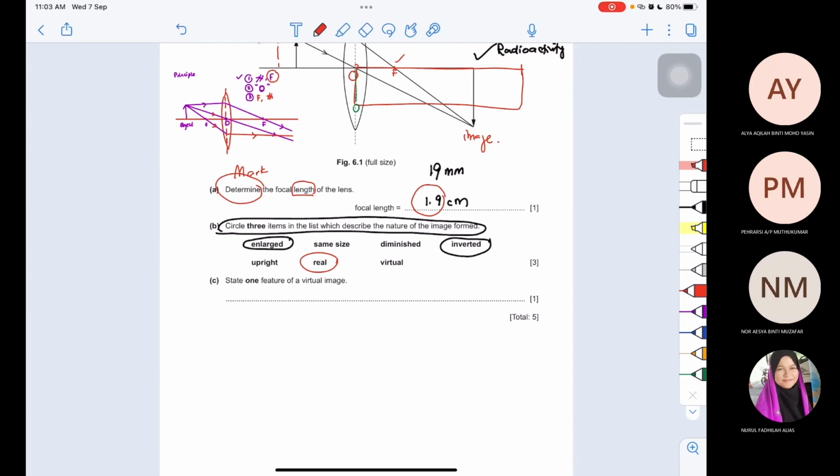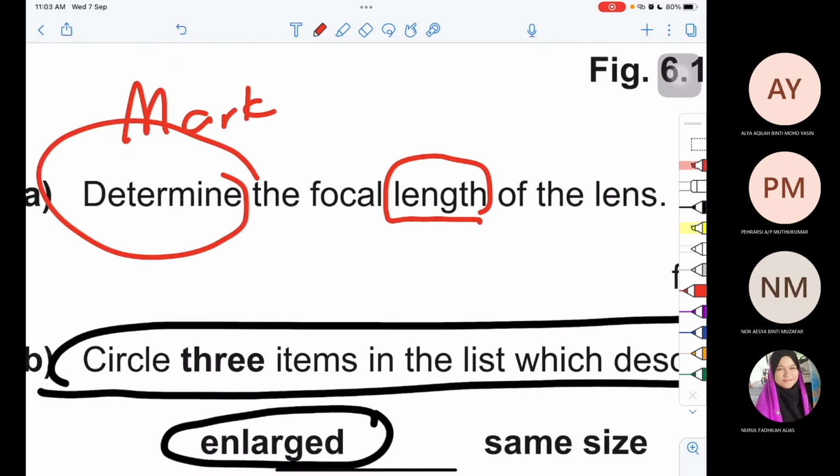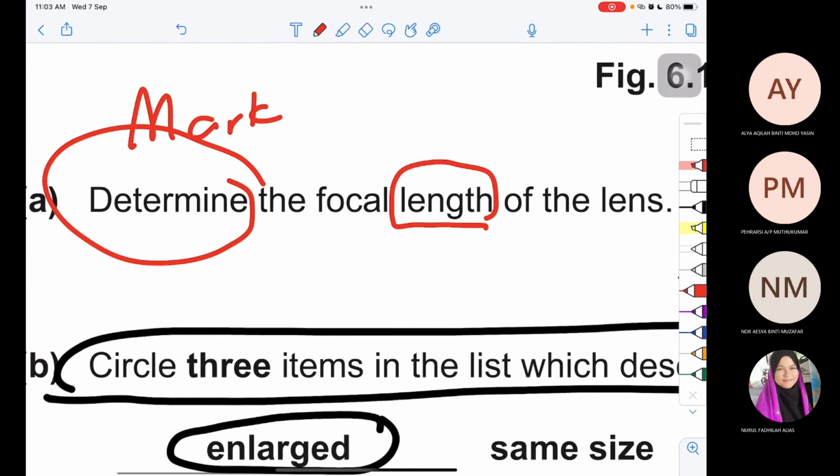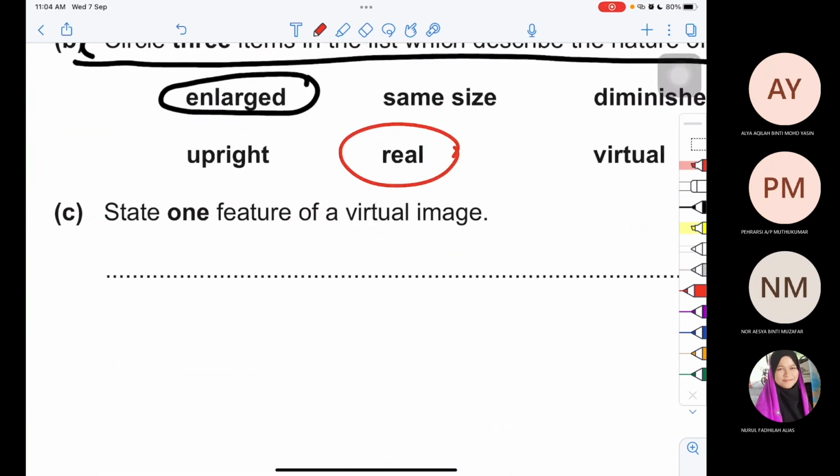Macam tadilah, dia nak you determine. Student mesti tak ambil pembaris. Mesti student buat macam-macam. Okay, so you have to understand the word determine. Length. Next, dia kata feature. Dia use the word feature. State one feature, one ciri-ciri. Feature tu macam ciri-ciri yang you nampak as a virtual image.